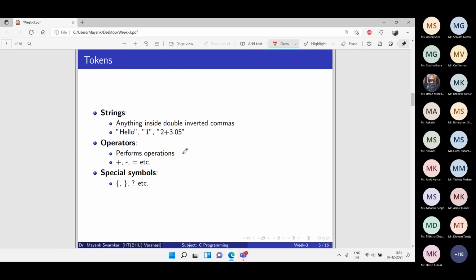Then operators. Operators we all know. All kinds of operators to perform operations. We have plus, minus, multiplication, division, greater than, lesser than, and so on. Different operators. Then we have special symbols: curly brackets, round brackets, square brackets, question mark, exclamatory sign, dollar sign, percent sign, and sign, which is also known as address sign, and so on. You don't have to remember these things. When we practice the programs, everything will be clear to you. So what these things are and how we use them, when we make the first program, it will be very clear to you.